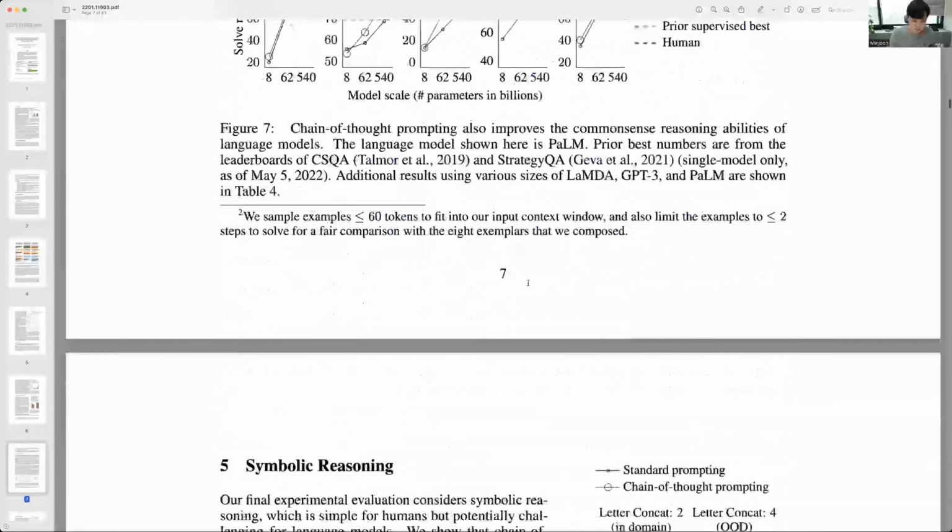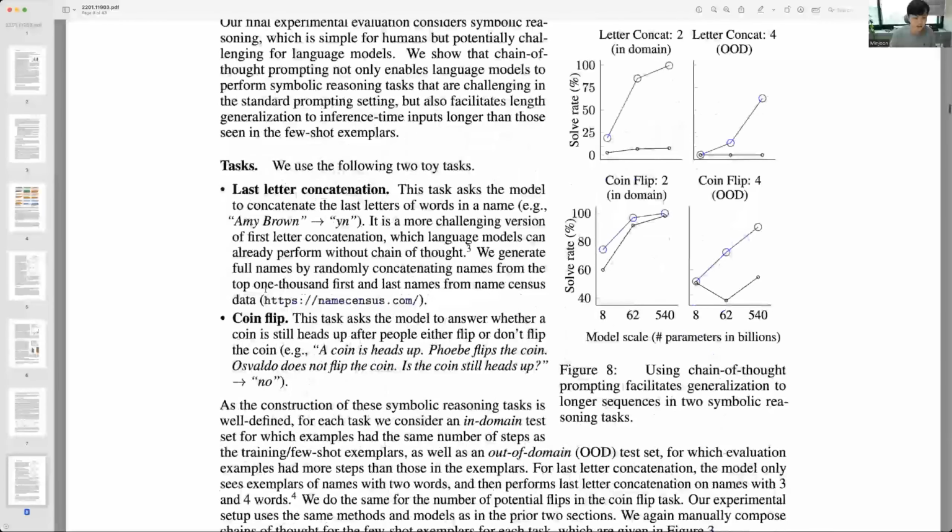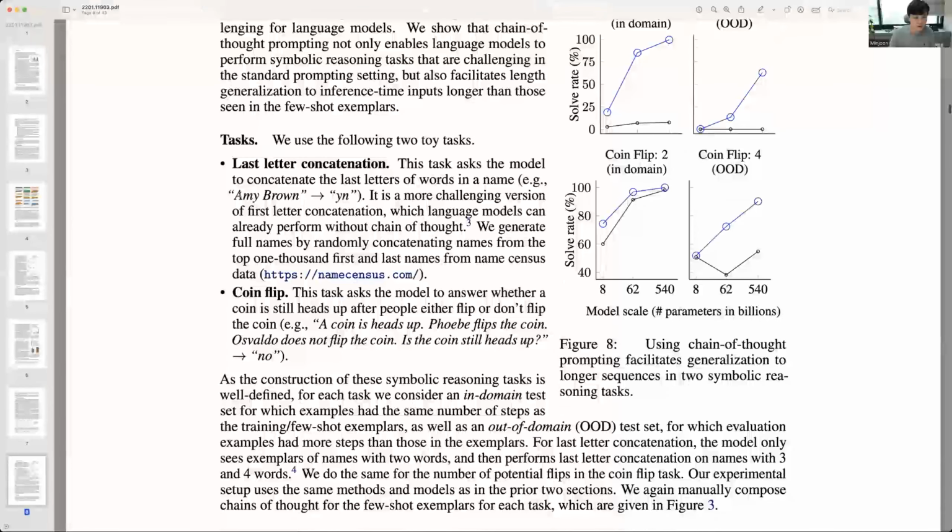They also do symbolic reasoning, which is more of a synthetic task. For instance, if you're given the input Amy Brown, can you get "yn", which is the last letter of each word? It's a synthetic test, they just did it to see how well it does, but the conclusion is the same.